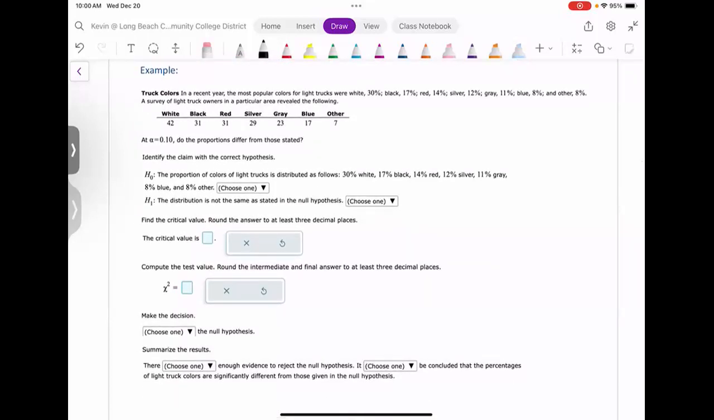All right, let's talk truck colors. In a recent year, the most popular colors for light trucks were white at 30%, black 17%, red 14%, silver 12%, gray 11%, blue 8%, and other 8%. Here we have our observed data, which for me is going to be in list 3. You can erase your list 1 and clear that out and put that in there.